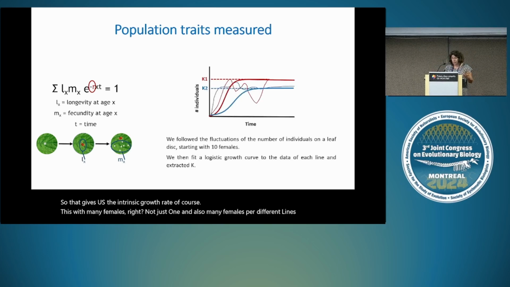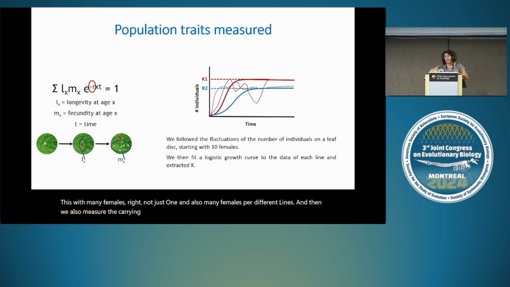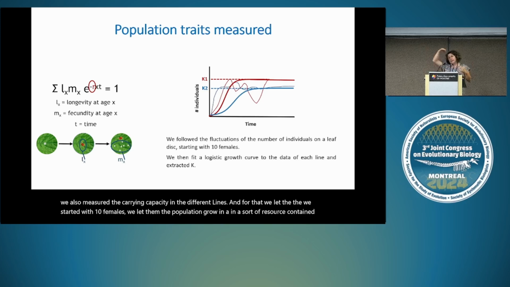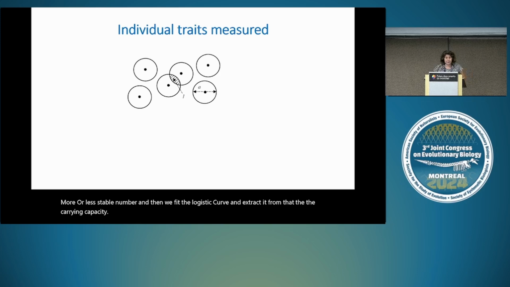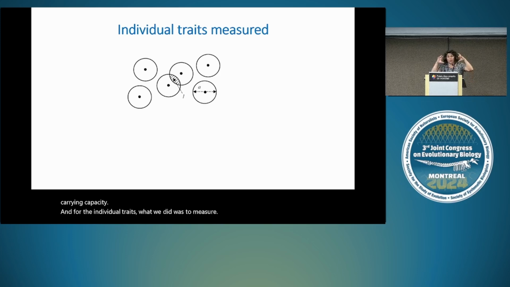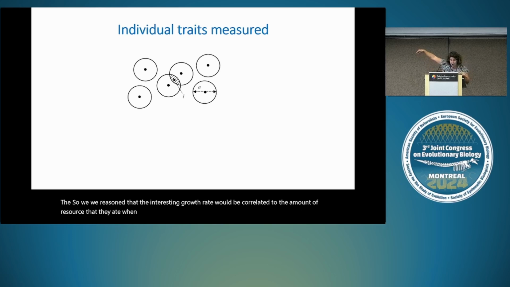And then we also measured the carrying capacity in the different lines, and for that we started with 10 females. We let the population grow in a sort of resource-constrained environment, and then they reached a more or less stable number, and then we fit the logistic curve and extracted from that the carrying capacity. Then for the individual traits, we reasoned that the intrinsic growth rate would be correlated to the amount of resource that they ate when alone. That's the small a there.